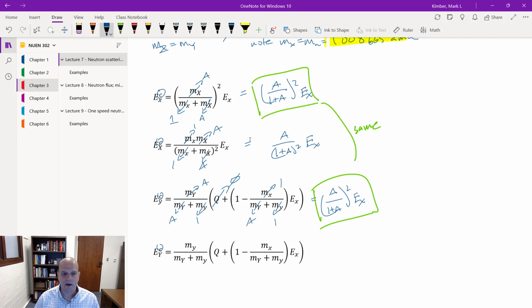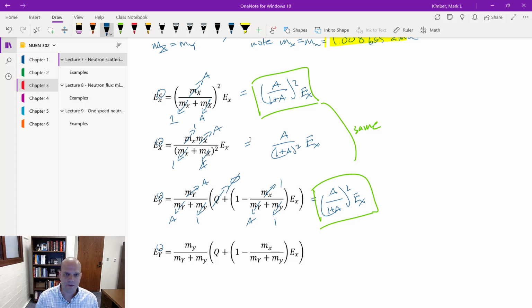And if we're talking about slowing neutrons down, then it might be a little disconcerting to see that my energy, at least apparently, didn't change. And the answer to that concern is that that's in the center of mass reference frame. We're going to deal with the lab reference frame in just a minute, and we'll see that indeed I do have that decrease in energy.